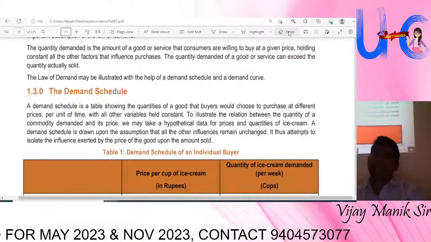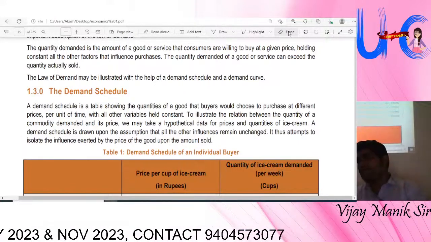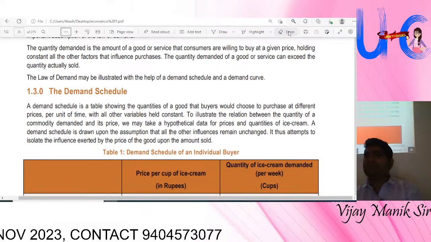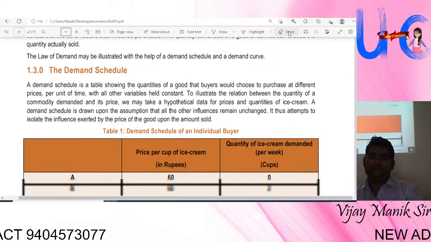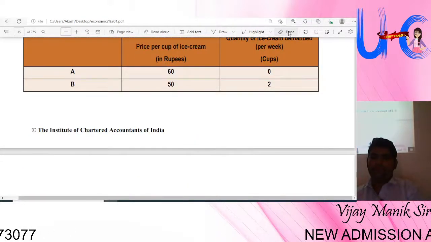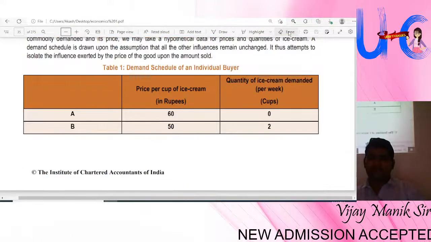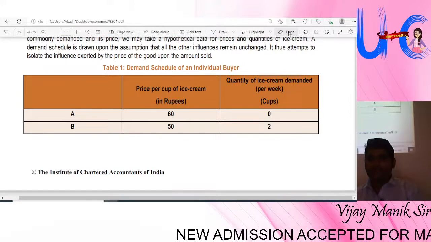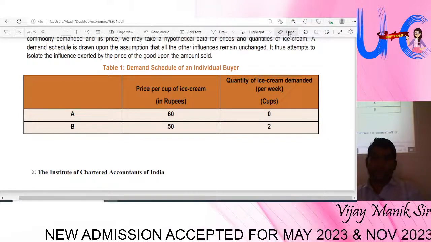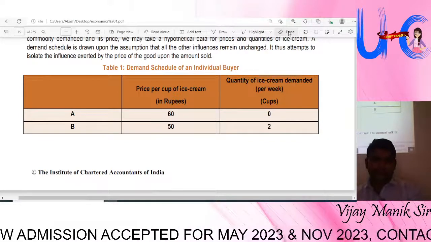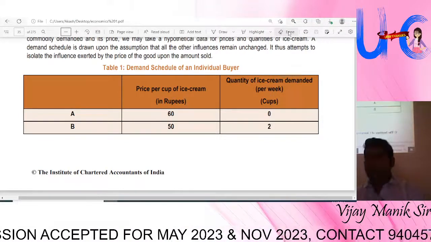And what is the demand schedule? This law of demand is described in the schedule here. Look at this. A, B. These are the commodities, we can say. Price per cup of ice cream in rupees. Quantity of ice cream demanded per week, cups.